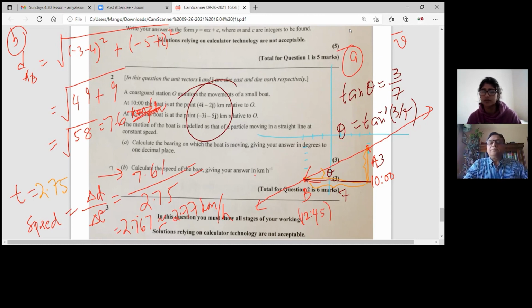0.404. Okay. No, degrees. I think they expect you in degrees, right? Yeah, they do. Sorry, my bad. Yeah. 23.19. Okay. So 23.2 degrees. So this is the angle which you can see here, right?